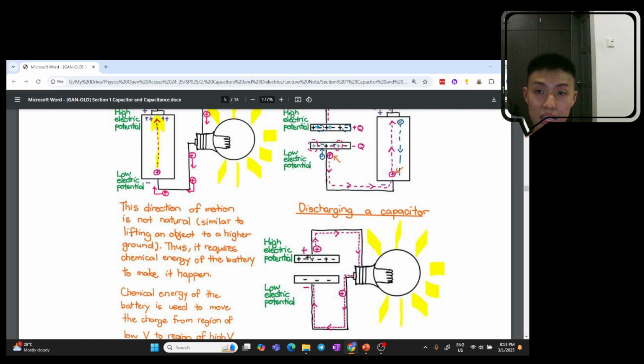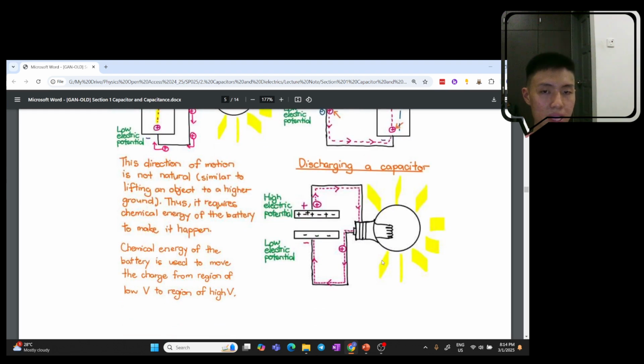So where does the electric potential energy go? Well, the electric potential energy actually gets converted into useful electrical energy, causing this light bulb to light up. So the charge initially has a lot of energy, but it goes down to a low potential energy region, right? So the loss of the electric potential energy is being transferred to the light bulb, causing the light bulb to light up.